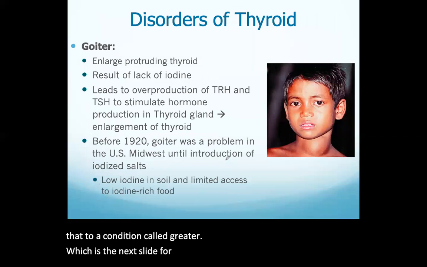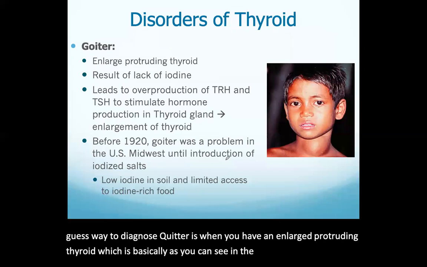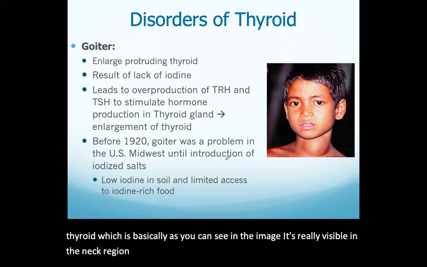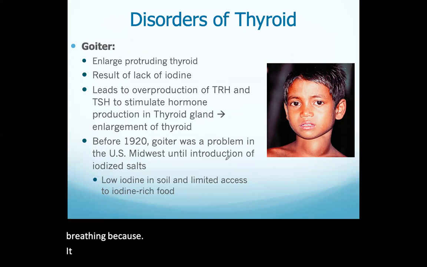So goiter is when you have an enlarged, or I guess the way to diagnose goiter is when you have an enlarged protruding thyroid, which, as you can see in the image, is really visible in the neck region. Typically, if you have such a large thyroid, you have an extremely difficult time swallowing, talking, or sometimes breathing, because the thyroid gland is going to squeeze both the trachea and the esophagus.